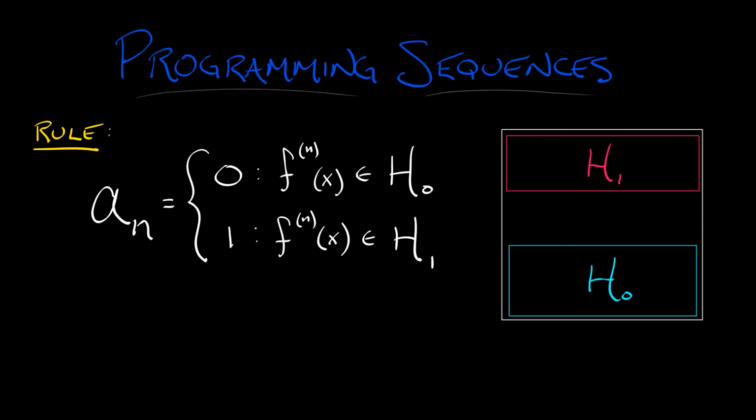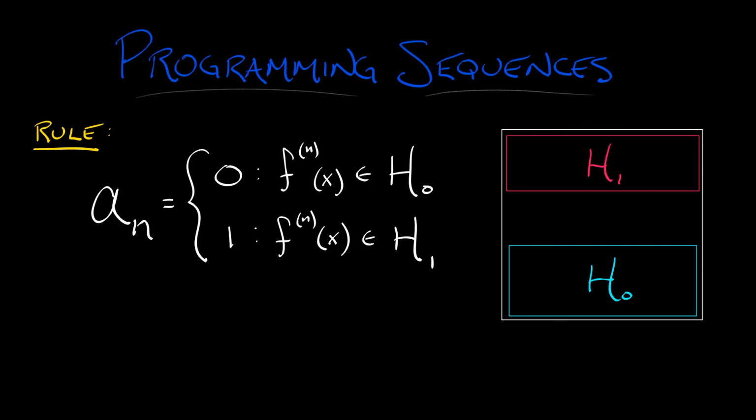Now this works for any value of n. If n is 0, that means you do nothing. It's just where x is. If n is positive, you're applying the horseshoe map that many times. If n is negative, you're applying the inverse horseshoe map that many times.